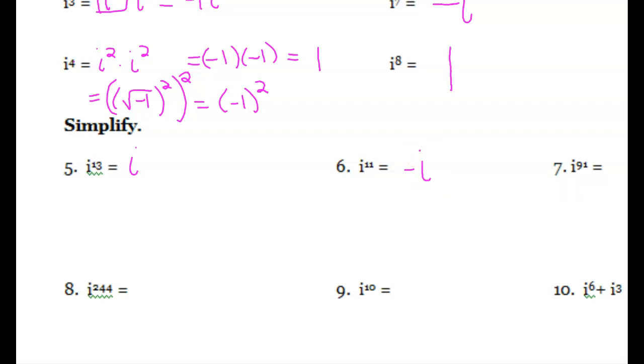Okay, i to the 91st. So again, go through your multiples. The easiest ones are 4s. So you go 80, 84, 88. So 88 is like 1. So how many past 88 is 91? 3. Therefore, this is the same as negative i.